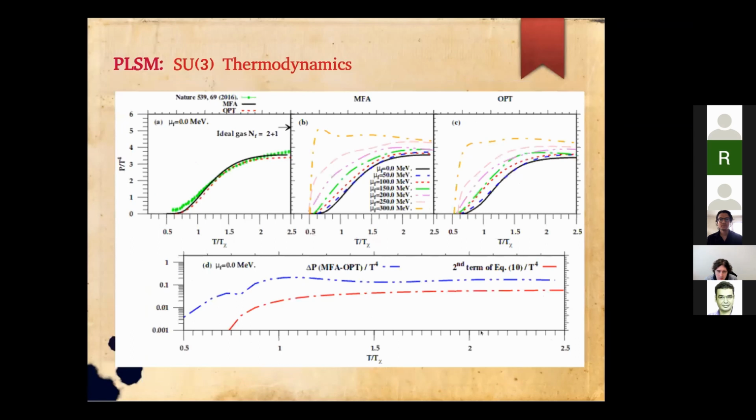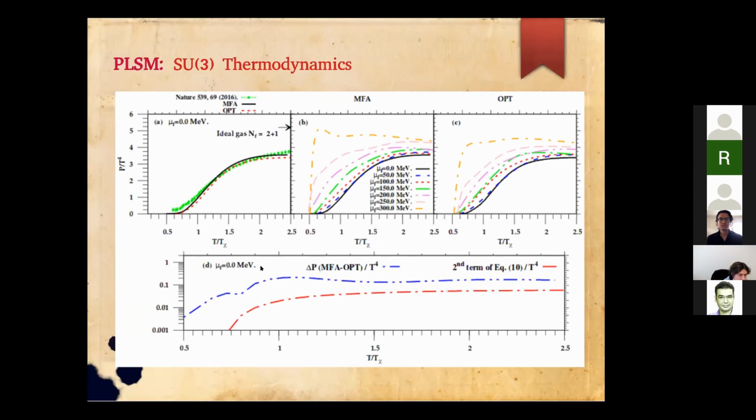Here are results for the SU(3) thermodynamics at finite temperature and different chemical potential. You can see different approximations, the mean field approximation and the optimized perturbation theory approximation. Some sensitivity we can study using the different approximations here. And the bottom figure shows the comparison between both methods of calculation.